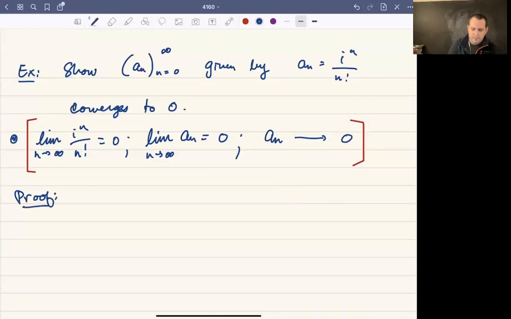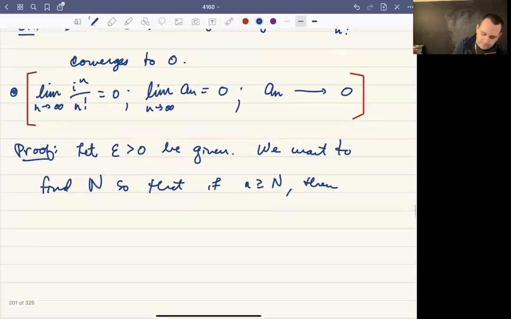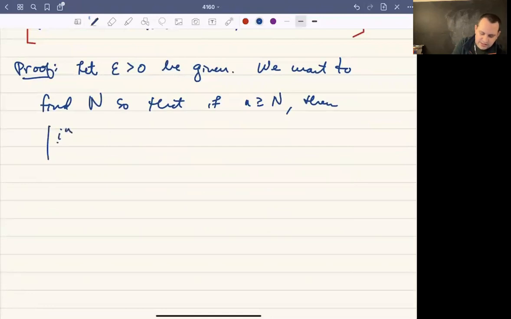So let epsilon be given. And then I always just like to write this out. We want to find a value capital N so that if little n is greater than or equal to capital N, then our sequence a sub n minus the limit, which in our case is just the complex number 0, is less than epsilon.